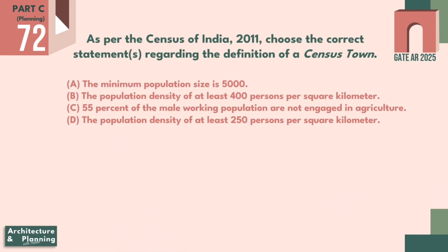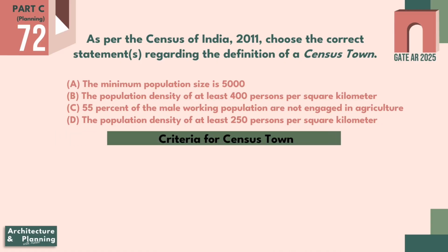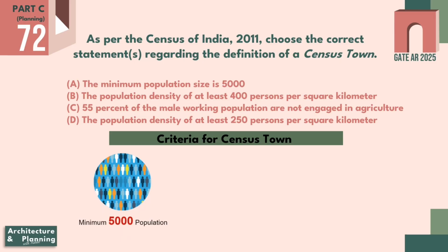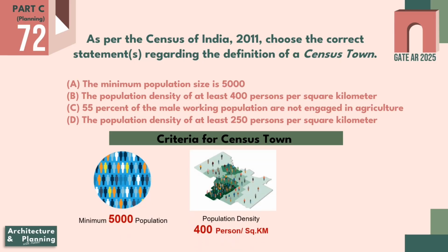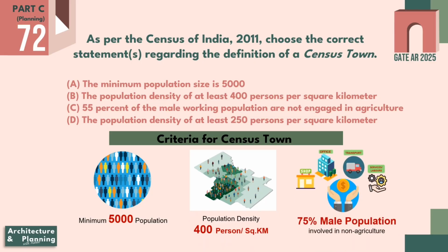As per the Census of India 2011, choose the correct statements regarding the definition of a census town. As per the Census of India 2011, a rural settlement has to fulfill three criteria to be a census town. First, the population should be more than 5,000. Second, the population density should be more than 400 persons per square kilometer. And the third is at least 75% of the male population should be involved in non-agriculture activities, which means not involved in agriculture or farming activities.